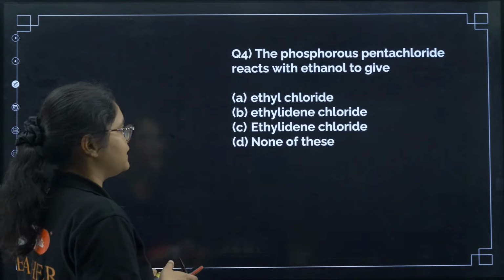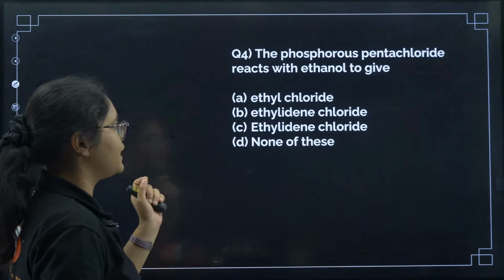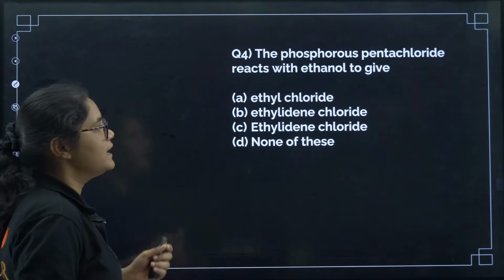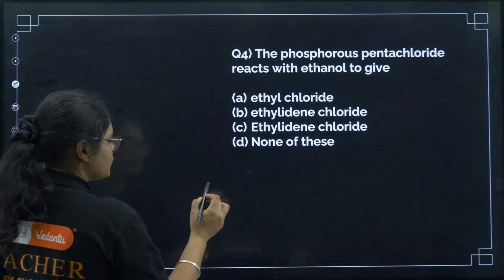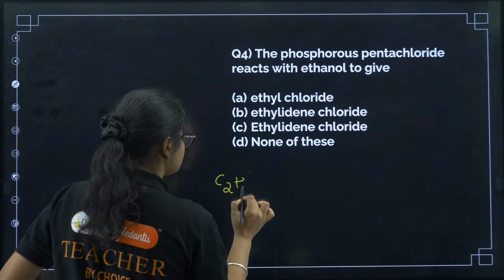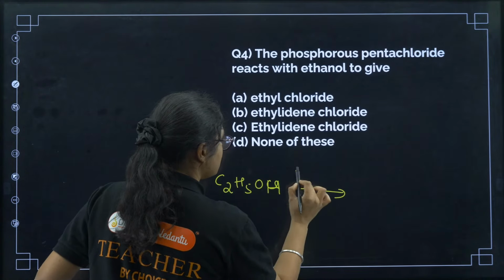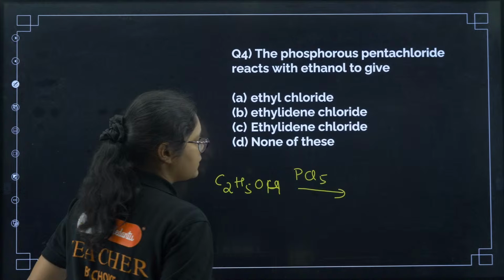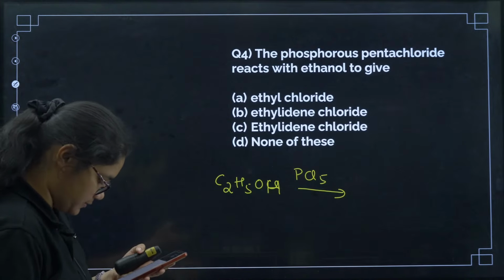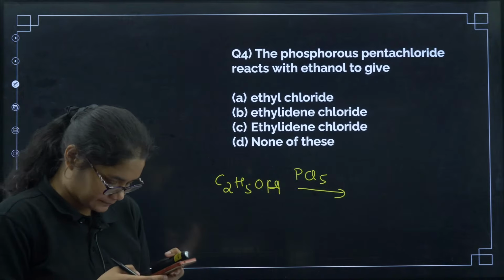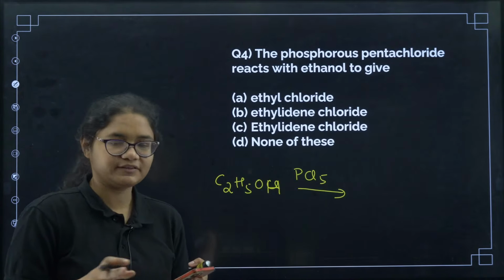Phosphorus pentachloride reacts with ethanol to give you. Very easy question. You have ethanol, and you are reacting it with phosphorus pentachloride. What will be the product formed here? Yes, Babu, you are correct. This is a very easy question.